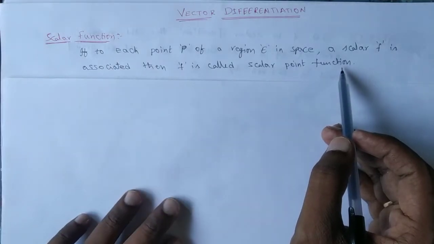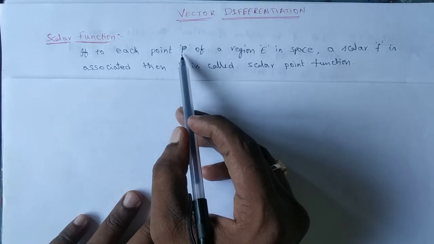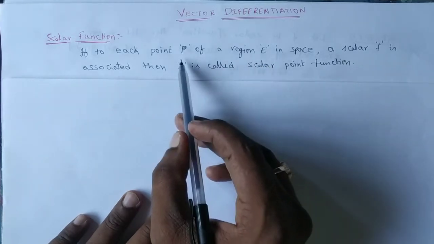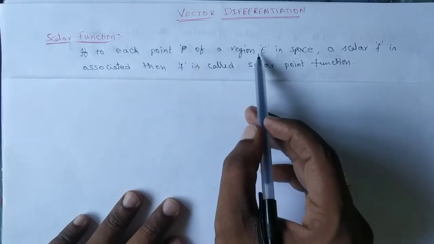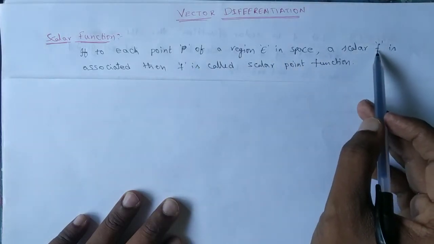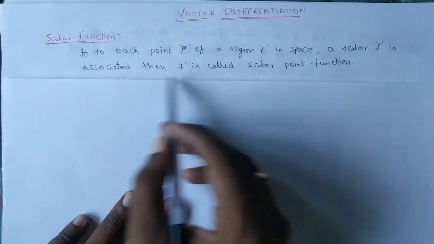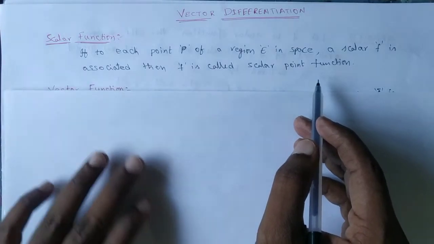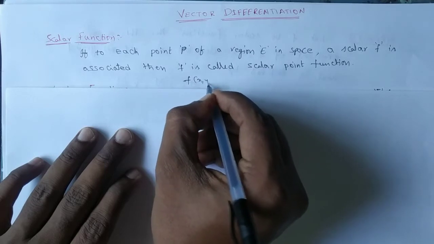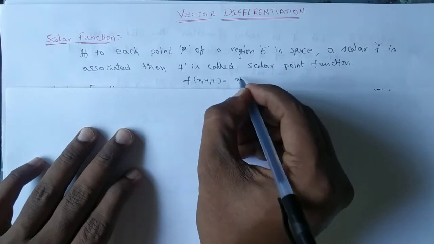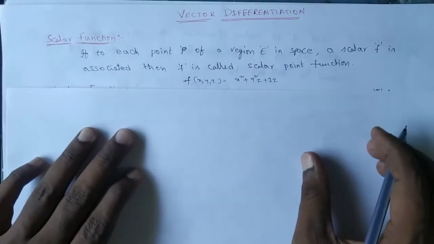I repeat again. If P is any point in a particular region E in the space, to each point P of E a scalar f is associated. Then this association and mapping is called a scalar function. For example, if I take f of xyz equal to x square plus y square z plus 3z, something I am defining.